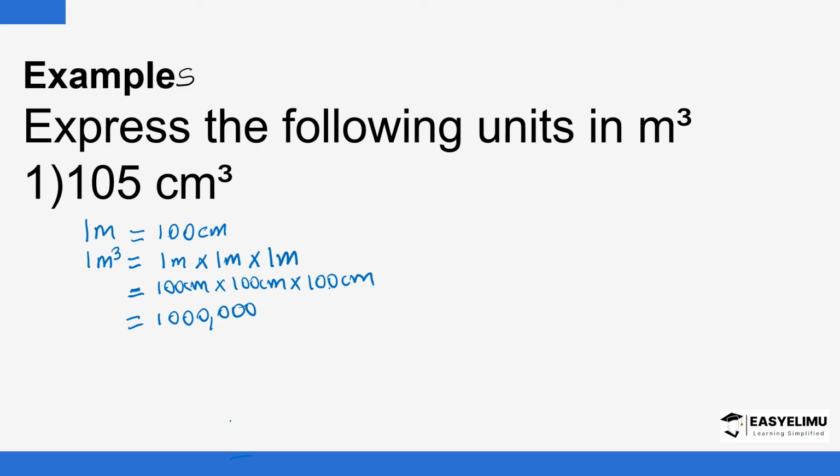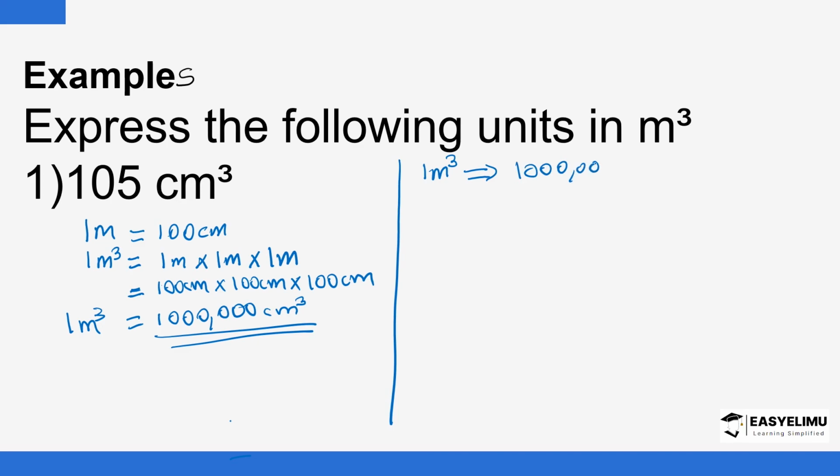A centimeter times a centimeter times a centimeter is a cubic centimeter. So what this means is that 1 cubic meter is equivalent to a million cubic centimeters. So let's do that conversion here now. We have 1 cubic meter equivalent to 1 million cubic centimeters. What about the 105? I will write the 105 cubic centimeters on this other side. What will it be equivalent to?